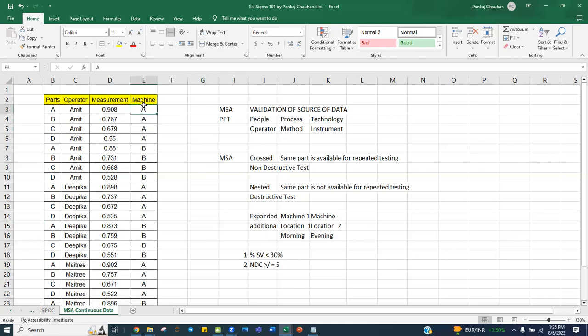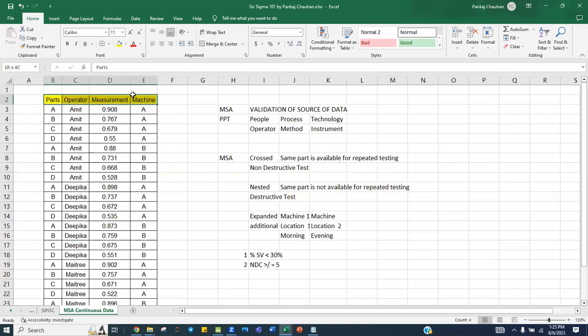Environmental factor, I am adding here for machine A or B, the two different machines I am using. So this calculation will be using the expanded one. I will be running all these three MSA on Minitab now. I hope the calculation understanding, basically the background of the calculation and the data, is clear.